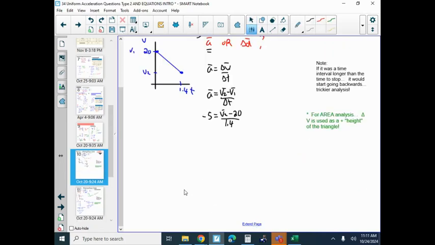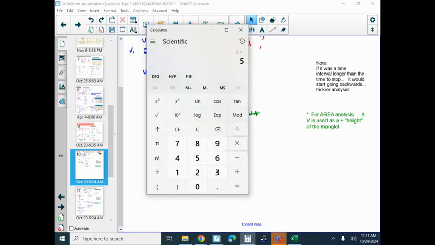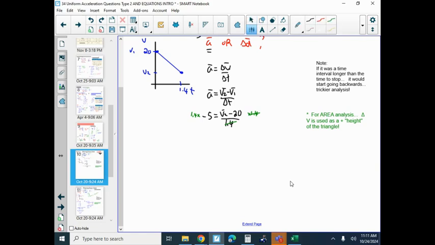Let's multiply both sides by 1.4. That gets rid of that. We're going to have 5 times 1.4. Just remember that's negative. 5 times 1.4 gives us a 7, so this is a -7 over here, equals V2 minus 20. Then we add 20 to both sides and end up with V2 equals 13 meters per second, forward.